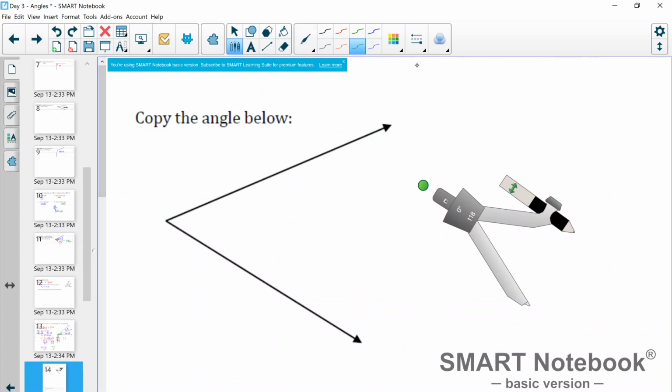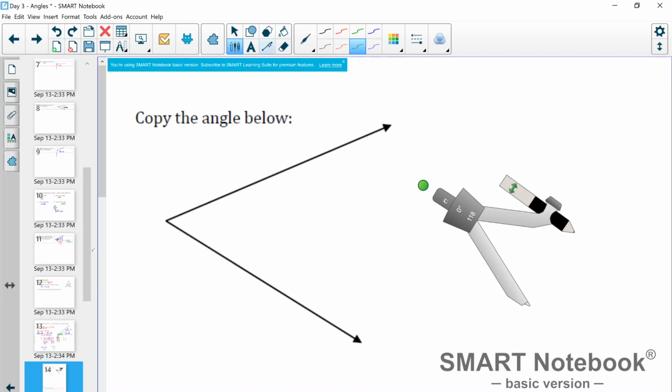In this particular problem, we're tasked with copying the angle below. Copying the angle does not mean I use my ruler and then a protractor to measure the angle and then mark it off on the side. We're going to be using our compass and ruler in order to do this.